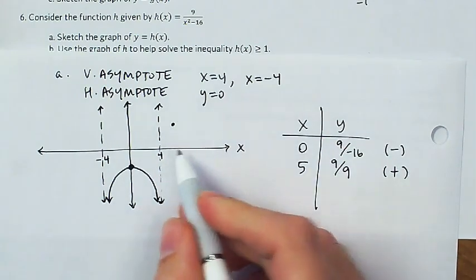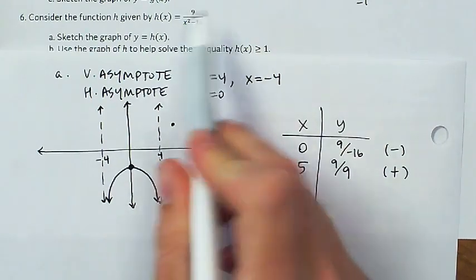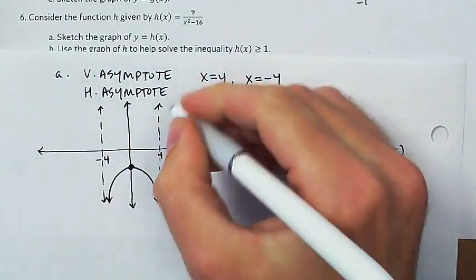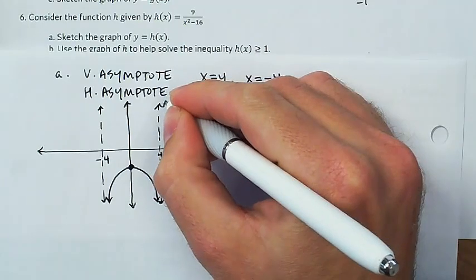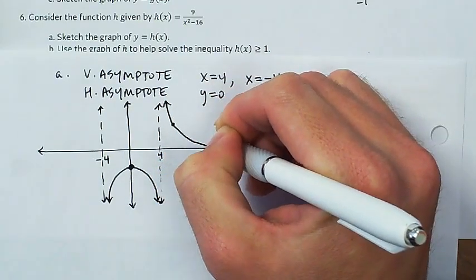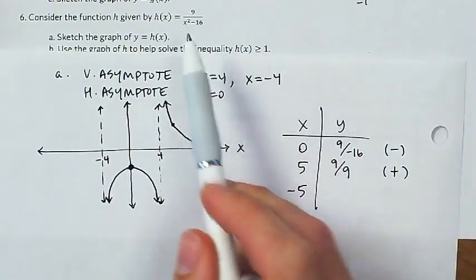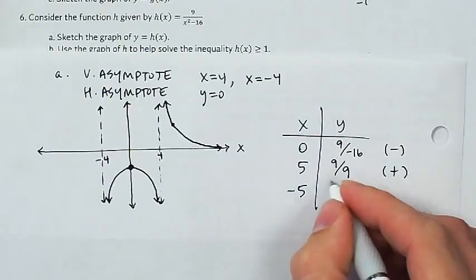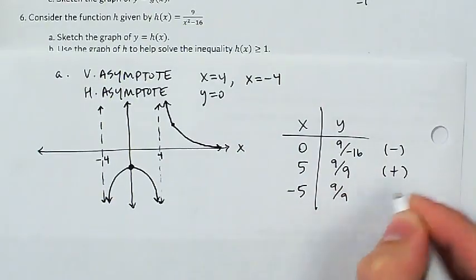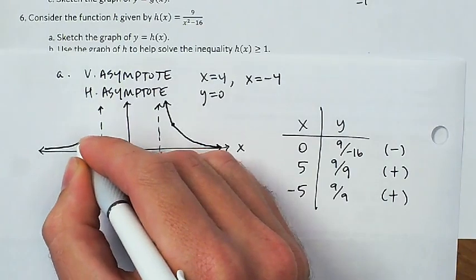But I know that I've got a horizontal asymptote of y equals 0. I know y can never equal 0 because of what I was saying earlier. It's a fraction with a constant numerator that's not equal to 0. So I know, and it's got to respect that vertical asymptote, so I know the graph's going to look like this. And if I choose -5, the exact same thing's going to happen because I squared -5, and it's the same behavior as +5. So that's 9 over 9, which is also a positive number, and I just kind of draw the same thing over here.